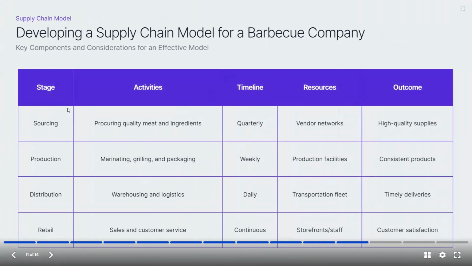The key components would be sourcing, procuring quality meat and ingredients. That would be quarterly: vendor networks, resources, high quality supplies. Stage production activities: marinating, grilling, and packaging. That would be weekly: production facilities, consistent products. Distribution stage activities: warehouse and logistics, daily, transportation fleet, timely deliveries. Retail, sales and customer service, continuous: storefront and staff, customer satisfaction.